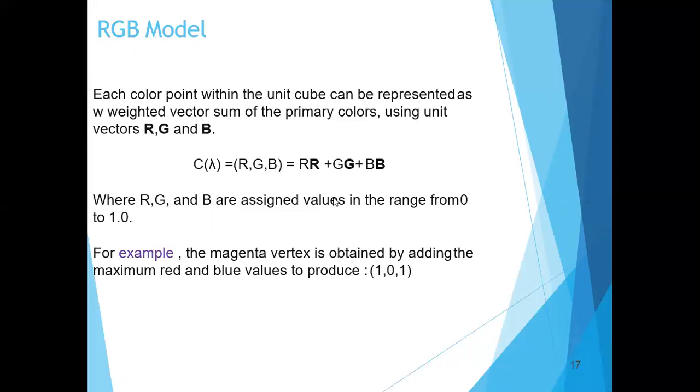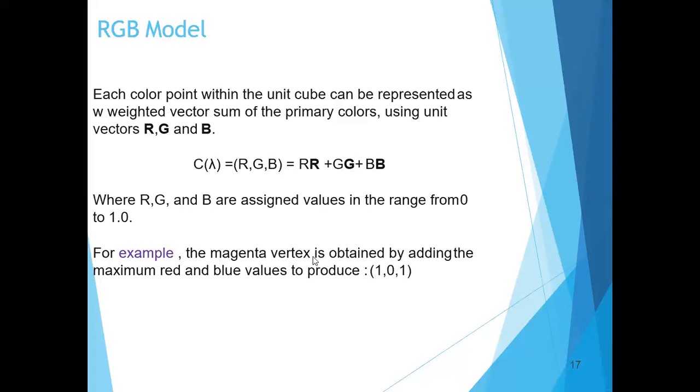So we write it as C of lambda. C of lambda is equal to RGB, which is R plus G plus B. That means I'm combining the unit vectors: unit vector R for my red color, unit vector G for green, and unit vector B for blue. If I combine all these, I will get my RGB color model, where the range value for the RGB color model is from 0 to 1.0.